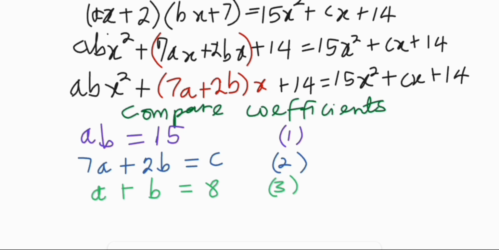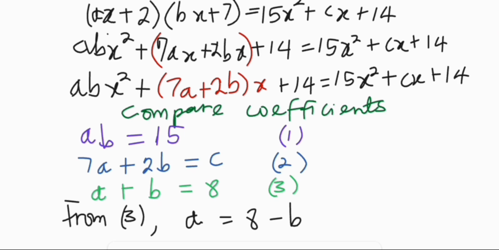Thus, in order to get the two possible values for c, we'll need to solve equations 1 and 3 simultaneously to get the values of a and b, after which we plug in the values of a and b into equation 2 to get the values of c. We shall be using the substitution method to solve equations 1 and 3. So from equation 3, we can make a the subject of the formula, where a is 8 minus b. We call this equation 4.